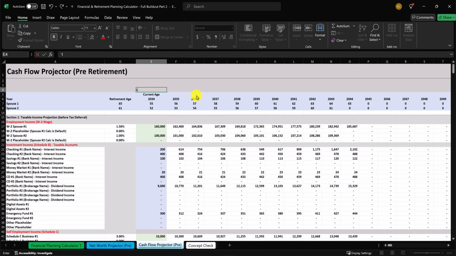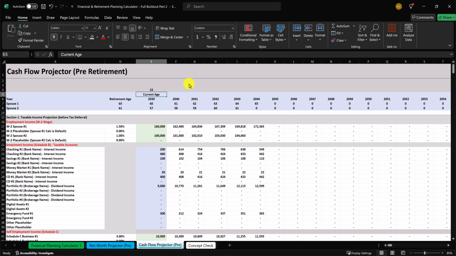I'm going to make this 12. I'm going to make this 15. I'm going to make this 19. And now you can see that we are only down to 2 years left inside the pre-retirement calculator before we retire. Now, I want to make sure it's clear what we're doing here from a conceptual perspective.